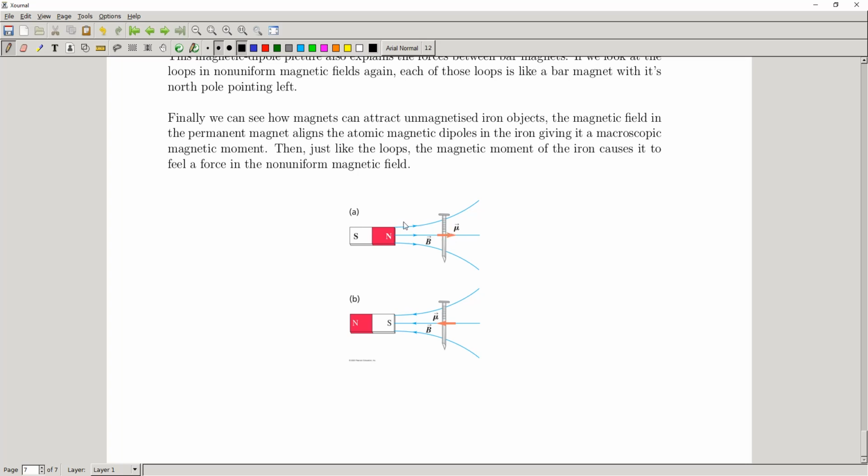And it's set up this way because our magnetic field lines are pointing in that direction. In the case of the south pole, our magnetic field lines are pointing inward. We induce a magnetic dipole moment pointing inward in this iron nail, and so again we have an attractive force, and so the nail is attracted to the south pole. Okay. And so that's all I wanted to talk about in this video.